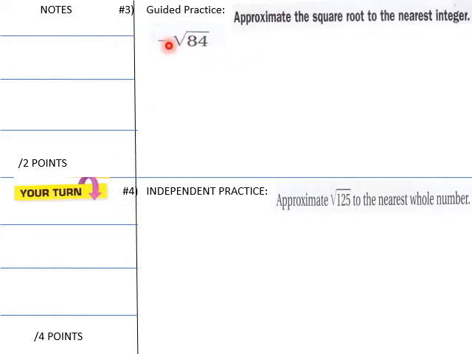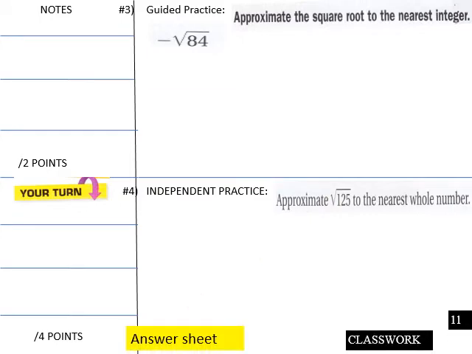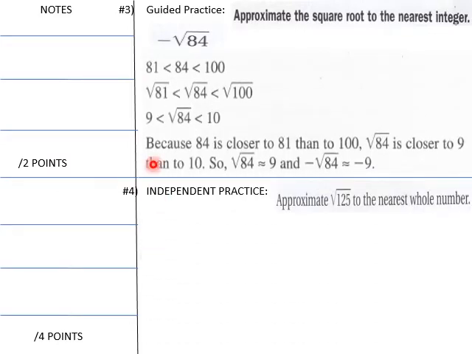Approximate the square root to the nearest integer, so we have negative square root of 84. Approximate square root of 125 to the nearest whole number. This is the student's independent practice here. So for up here, 81 is less than 84 is less than 100. So it's between 9 and 10. The square root of 84 is between 9 and 10. So it's approximately 9 here. And the negative square root of 84 is approximately negative 9. Here, students, do that on your own.